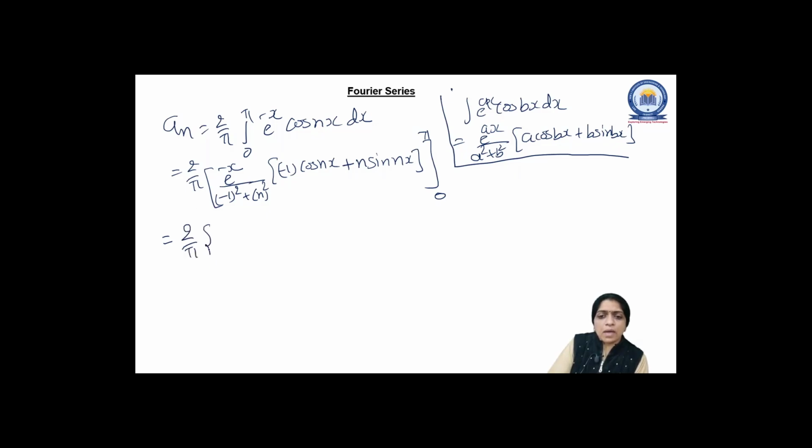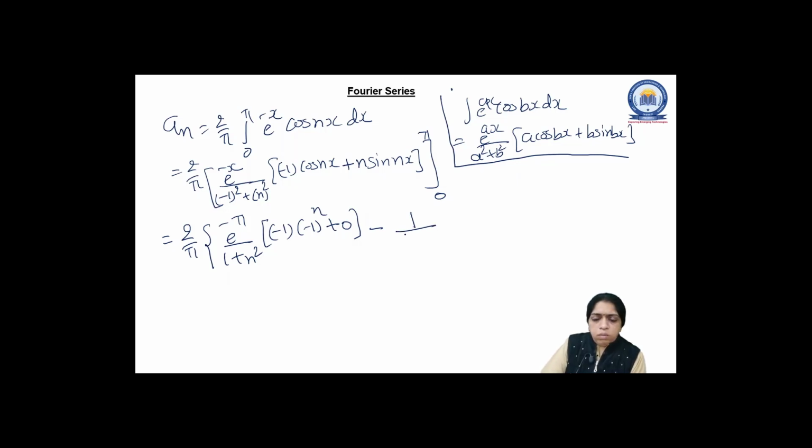So 2 by pi. After applying the upper limit, here I have e raised to minus pi upon 1 plus n square cos n pi, that is minus 1 raised to n. So minus 1 raised to n, and sin n pi is always 0. Okay, so this is the value of the upper limit. After substituting the lower limit, e raised to minus 0 is 1, so 1 upon 1 plus n square. Here cos 0 is 1, so minus 1 into 1, so just minus 1, plus sin 0 is 0. So this is the value of the lower limit.